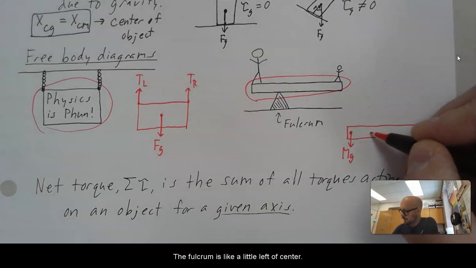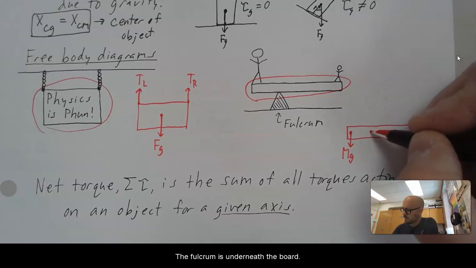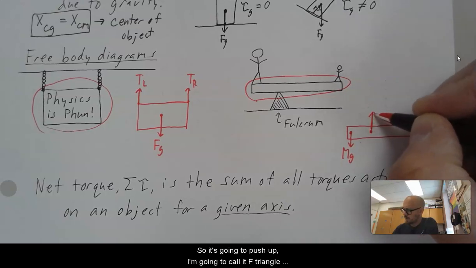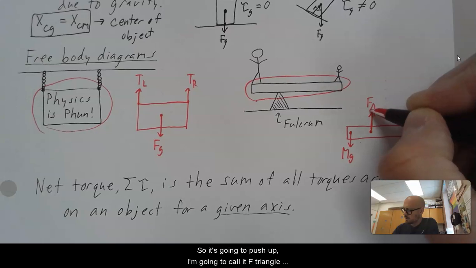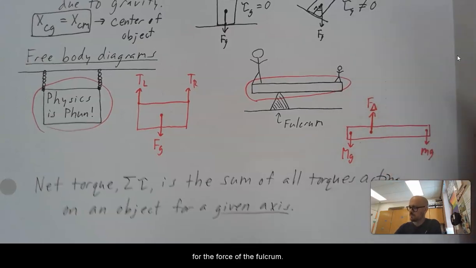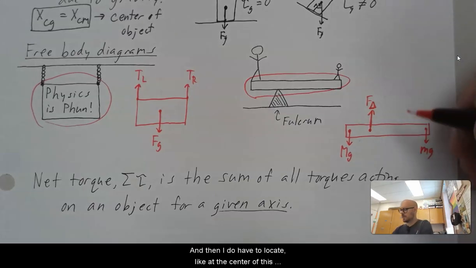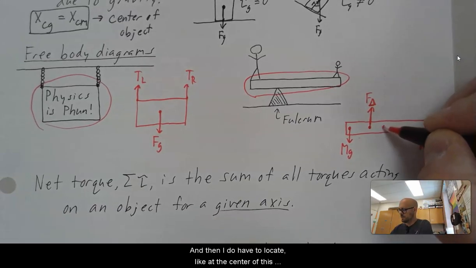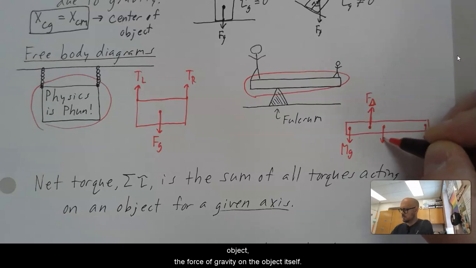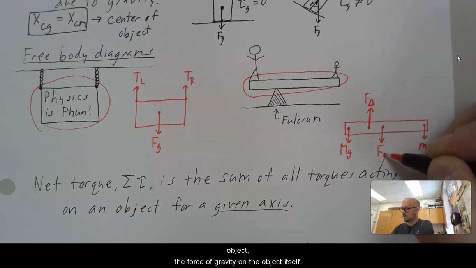The fulcrum's a little left of center. The fulcrum's underneath the board, so it's going to push up. I'm going to call it F triangle for the force of the fulcrum. And then I do have to locate, at the center of this object, the force of gravity on the object itself.